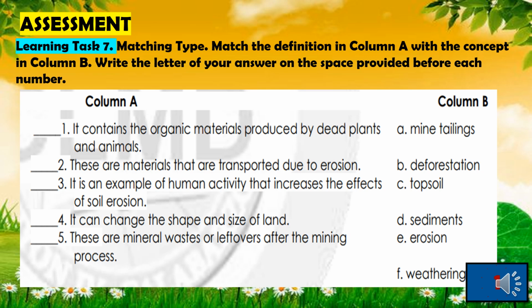Let us now answer learning task 7. Is your answer for number 1 letter C, topsoil? You are correct. Number 2, if your answer is letter D, sediments? You are correct. Number 3, if your answer is letter B, deforestation? You are correct. And number 4, if your answer is letter E, erosion? You are correct. And the last but not the least, if your answer is letter A, mine tailings, you are correct.